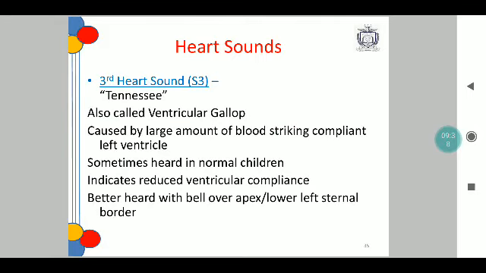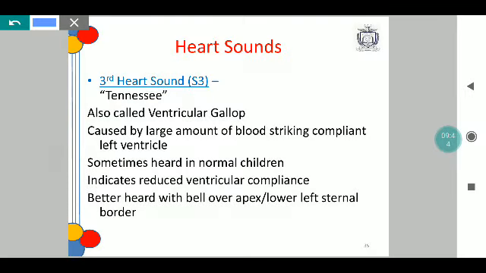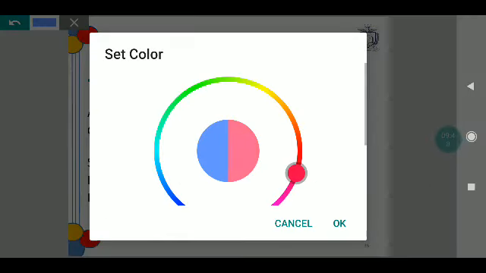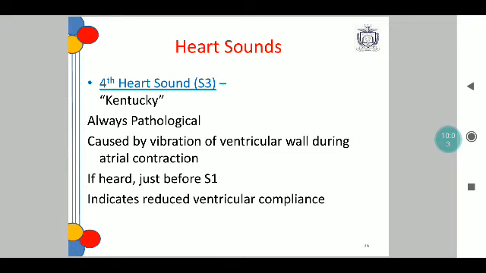Now, moving forward, the third heart sound is also called the Tennessee heart sound. It's called Tennessee because it's heard like that as a gallop. It is also known as a ventricular gallop rhythm. So, a large amount of blood striking the compliant left ventricle can cause a third heart sound and is sometimes heard in normal children also. It is better heard with the bell of the stethoscope over the apex or the lower left sternal border.